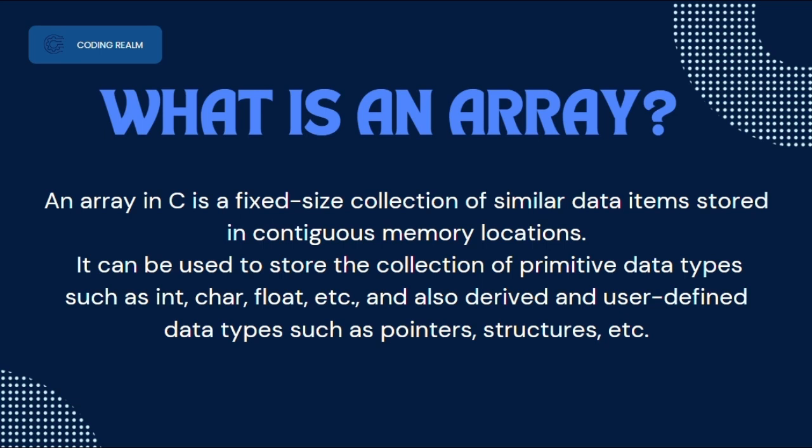What is an array in C language? Array in C is one of the most used data structures in the C programming language. It is a simple and fast way of storing multiple values under a single name. An array in C is a fixed size collection of similar data items stored in memory locations.